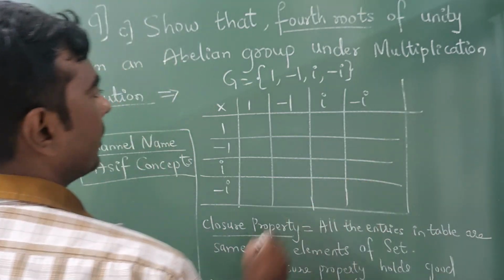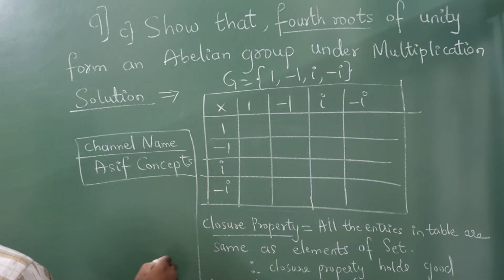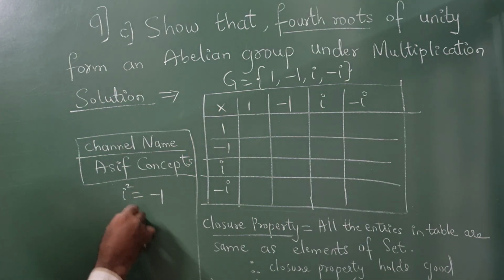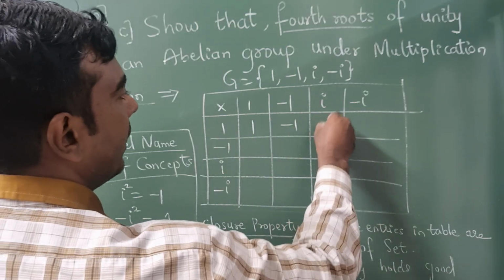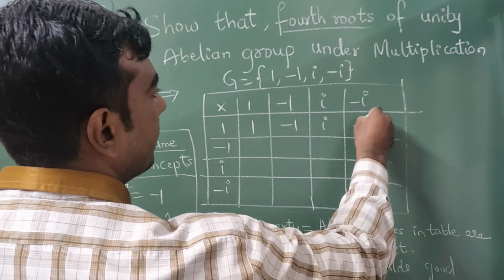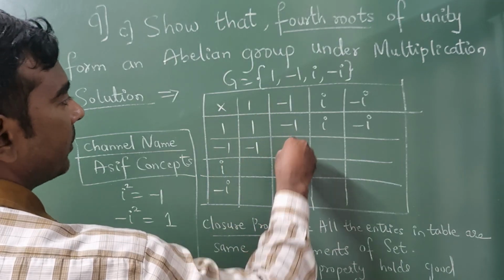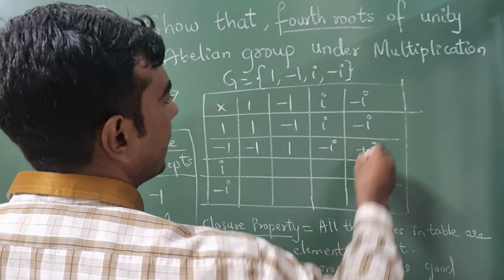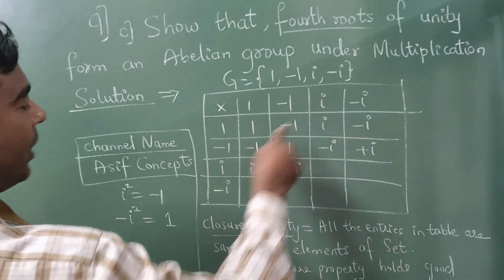Now before starting this, let me tell you, i square is always minus 1. Minus i square is 1. Now 1 into 1, 1. 1 into minus 1, minus 1. 1 into i, i. 1 into minus i, minus i. Minus 1 into 1, minus 1. Minus of minus is plus 1. This will be minus, this will be plus. i into 1, i. Minus i into i square.